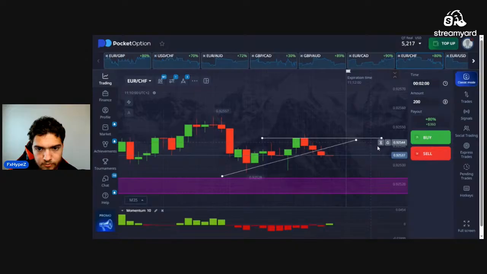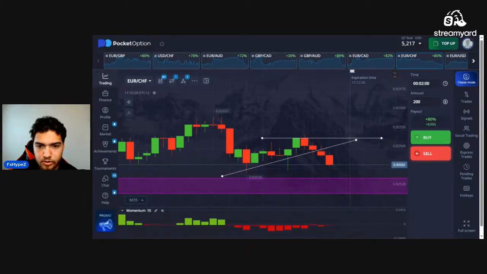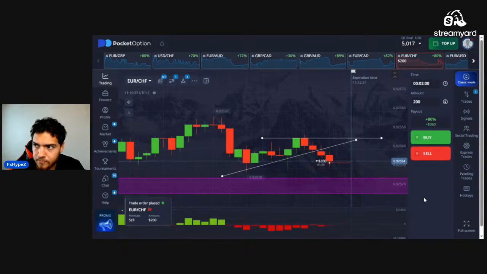Okay, we do have a firm break here. Are we going to take a 2-minute sell? Okay, momentum's shifted green here now. So that is a sign. That's a strong break. I'm going to wait for some sort of rejection. Maybe get in. Okay, I'm going to take a 2-minute sell here. There we go.